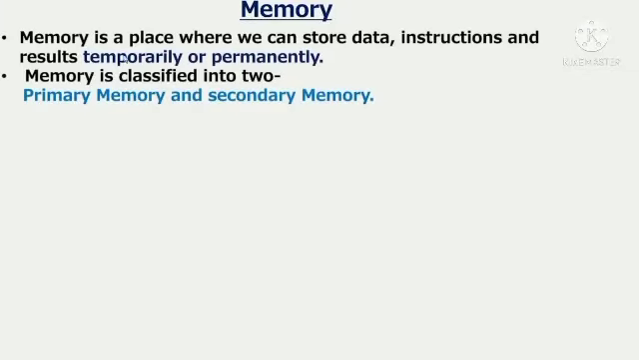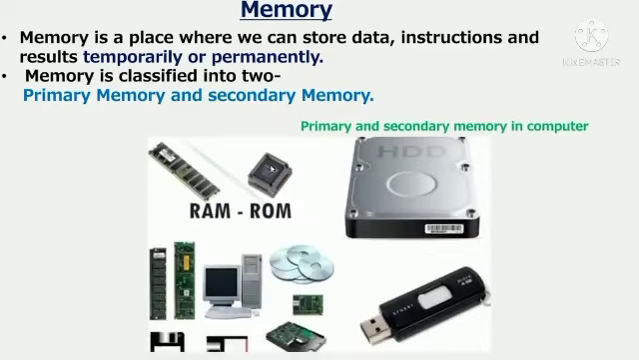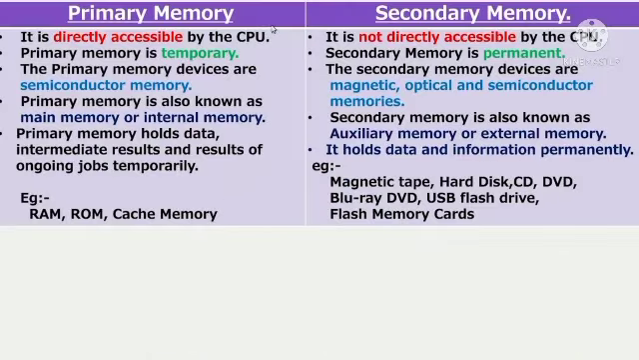Let us see what is memory. Memory is a place where we can store data, instructions and results either temporarily or permanently. Memory is mainly classified into two. They are primary memory and secondary memory. These are the primary memory and secondary memory in our computer, RAM, ROM and so on. And we are going to see the comparison between primary memory and secondary memory.